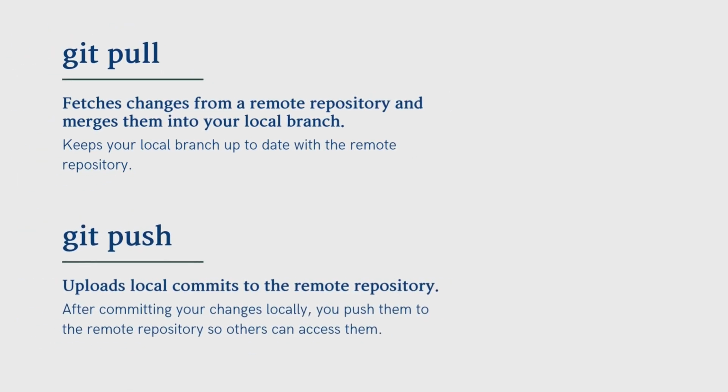Git pull. This command basically fetches changes from a remote repository and merges them into your local branch, and is used to keep your local branch up to date with the remote repository. Git push. This command basically uploads local commits to the remote repository, and is used to push your local commits to the remote repository.